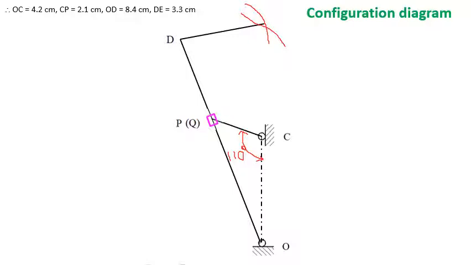Okay, so take 4.2 centimeter, keeping at point C, cut an arc like this. Now from this intersection point, draw a line like this. This represents DE, and this dotted line represents CE. And at this intersection point, I'm going to locate the ram, and I will name it as E. So like this, we can draw the configuration diagram.